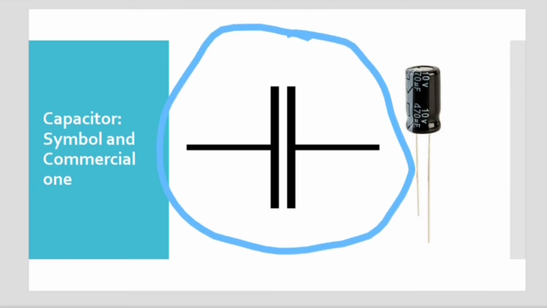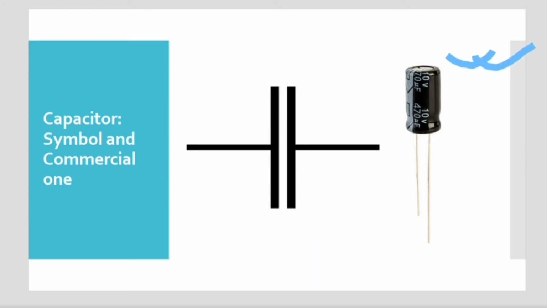That is the type of symbol we will be using. In case of a battery, we are using this type of symbol. One line is smaller, another one is larger. But in case of a capacitor, both ends are the same. These two things we will remember, and this we have already discussed.